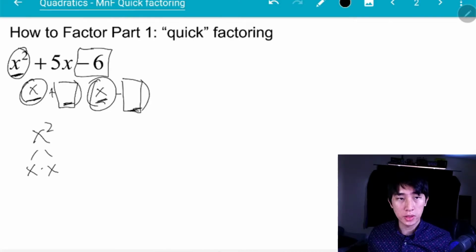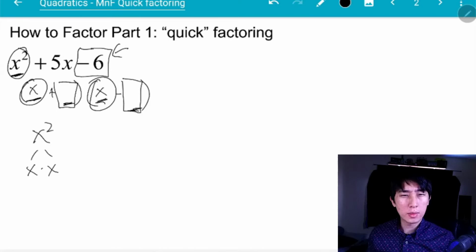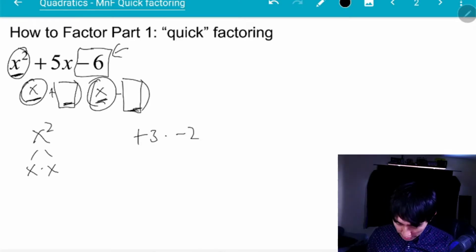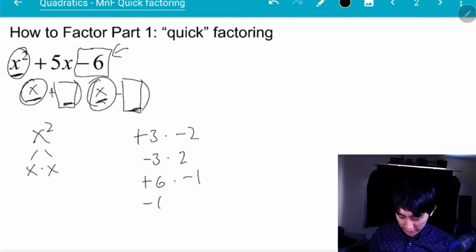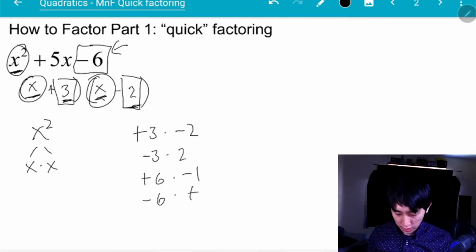So we're just breaking apart our multiplication. We're undoing our multiplication. And then after that, we look at this third term here and we say, what number is multiplied to give us negative 6? And the answer is positive 3 times negative 2, or negative 3 times positive 2, or positive 6 times negative 1, or negative 6 times positive 1, right? There's a lot of different options, so we're just going to test one. So I'm going to put in positive 3 and negative 2. I'm going to start off with that. And the question is, is this correct?